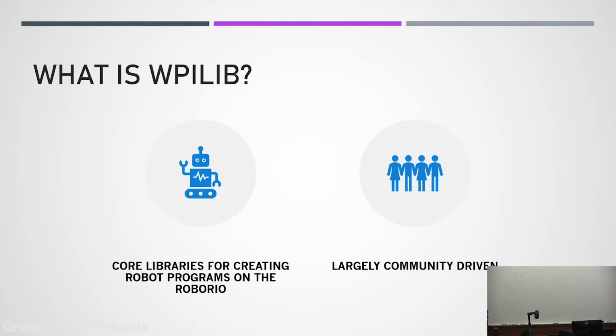So what is WPILib? Does anyone know what WPILib is? It's essentially just an API built for the FRC robotics competition programming. It's already pre-made, so you use it to program robotics. Yeah. So WPILib, as you said, contains all the core libraries to program things on the robot. So you can program things like encoders and motor controllers. And the nice thing about WPILib is that it's largely community driven. There's developers all across the US who contribute code to this library.